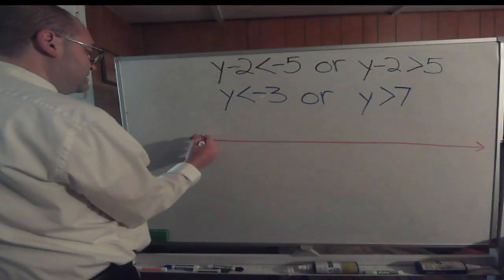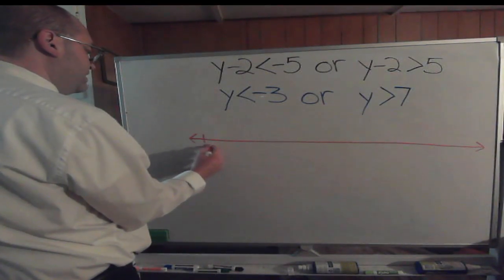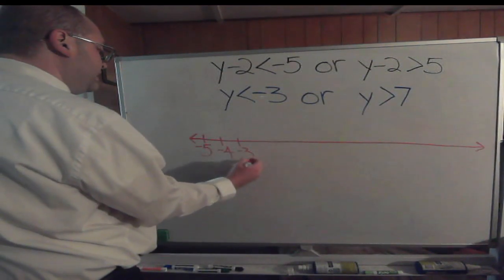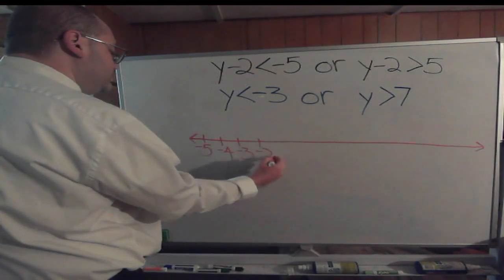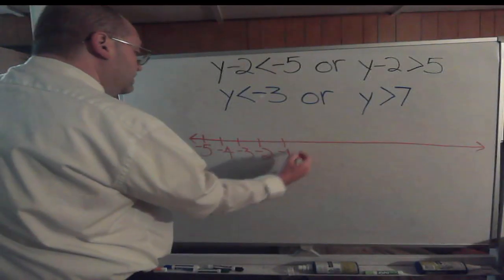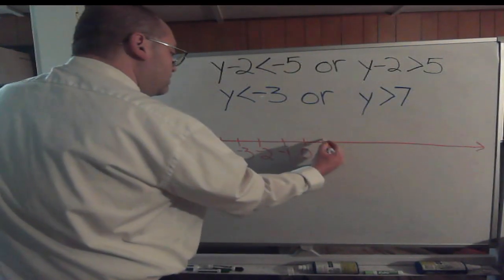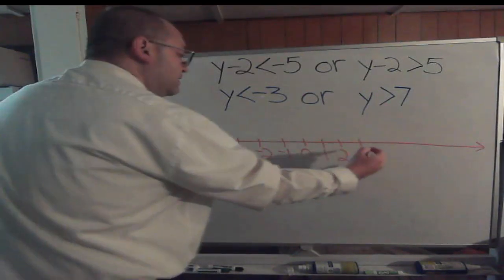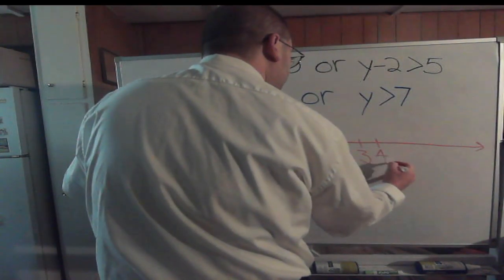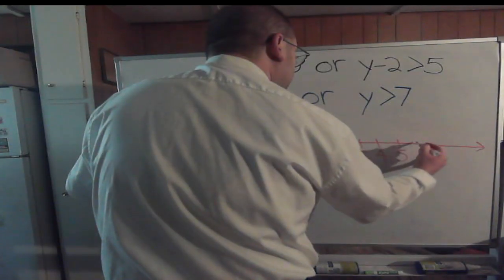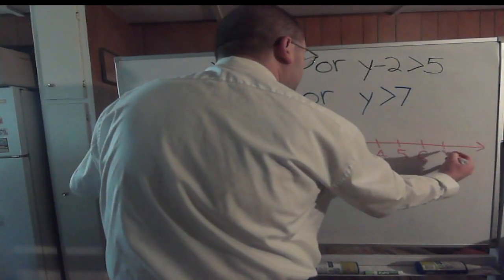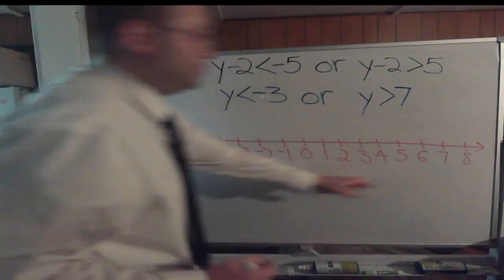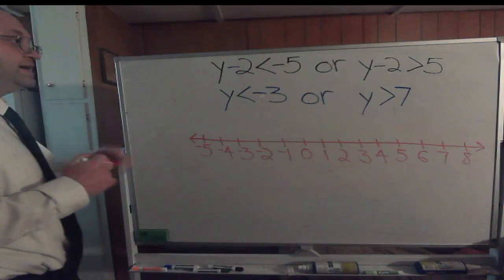Let's put negative 5 there, negative 4, negative 3, negative 2, negative 1, 0, 1, 2, 3, 4, 5, 6, 7, and 8. So I have the numbers negative 5 through 8 represented on this number line.